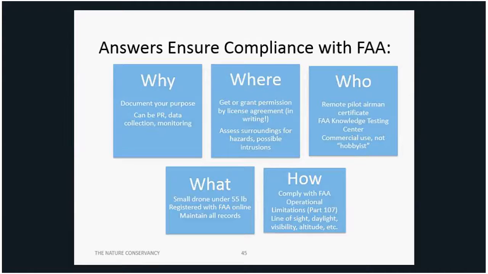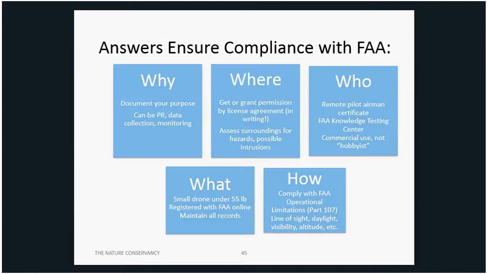When you are thinking about making sure that your drone mission is compliant with FAA guidelines, again, make sure you document and answer the question why. Make sure you document what your purpose is going to be and what you intend to be collecting. And then secondly, when you look at where you're going to be flying your drone, you may need to get permission from neighboring landowners by a license agreement, and please know that this should be in writing and not just, hey, is it cool if I fly my drone over your property?